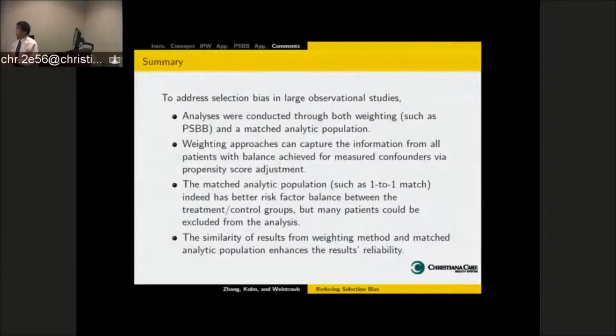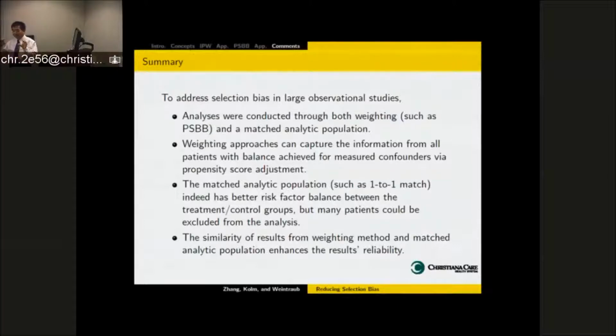Okay. So in last Friday's talk and today, I talked about how we can address selection bias in large observational studies. On the one hand, we can do analysis by using a matched analytic population or other weighting approaches like IPW or propensity score bin bootstrapping. Weighting approaches can capture the information from all of the patients, with the balance achieved for measured confounders by using propensity score. But on the other hand, the matched analytic population, like a one-to-one match, can have a better risk factor balance between the two groups. The disadvantage is we lose a lot of information from the patients.